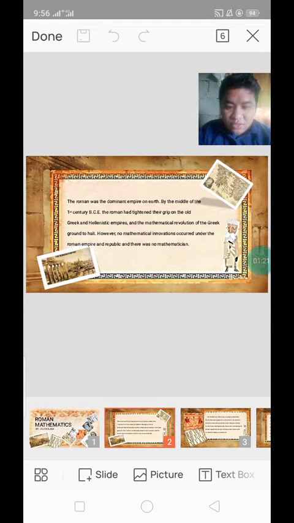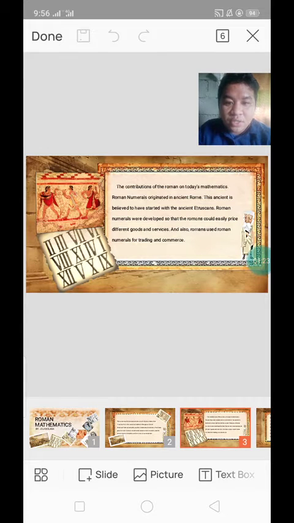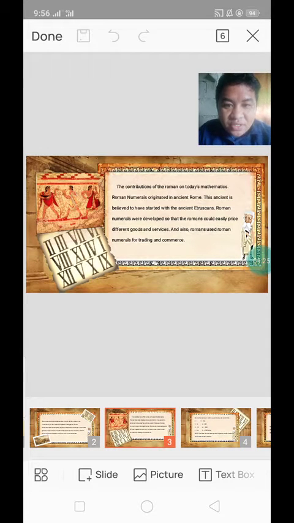Then later on, the contribution of the Romans to today's mathematics. The Roman numeral originated in ancient Rome. It is believed to have started with the Etruscans. Roman numerals were developed so that the Romans could easily price different goods and services, and Romans also used Roman numerals for trading and commerce.